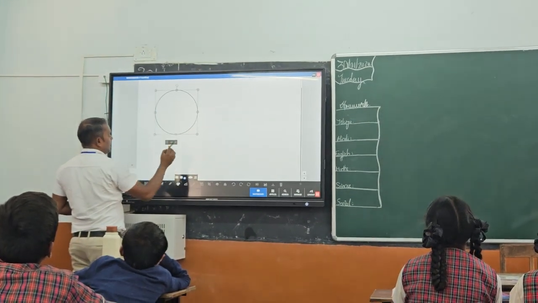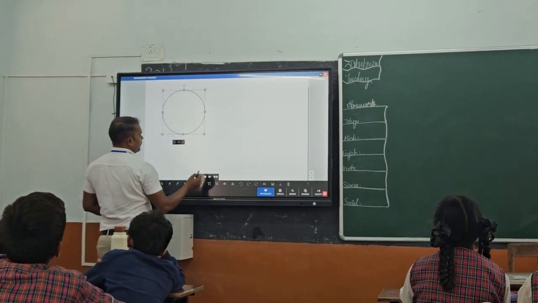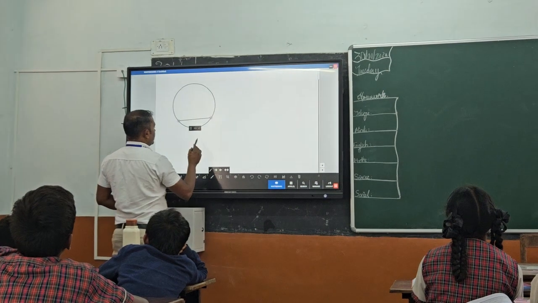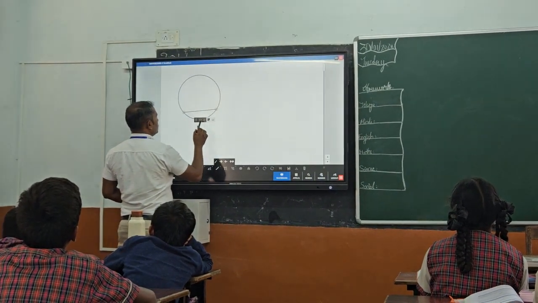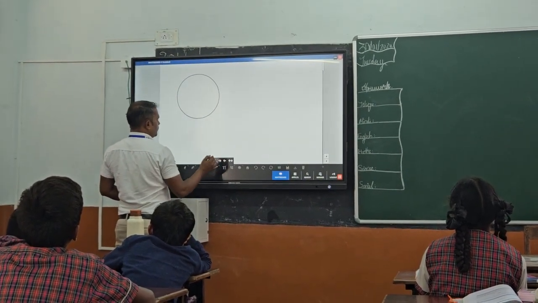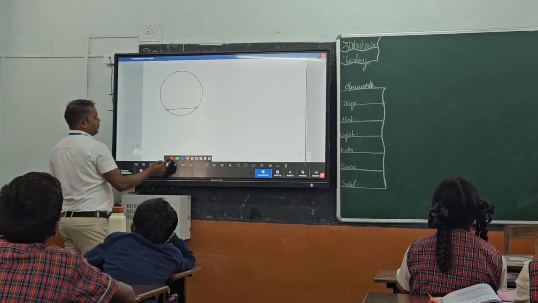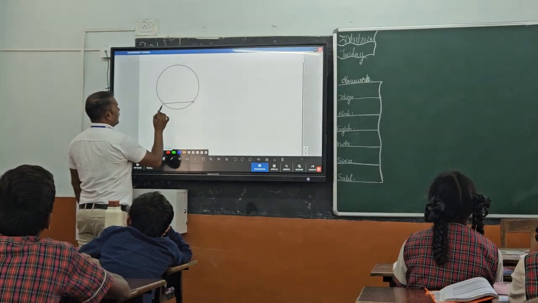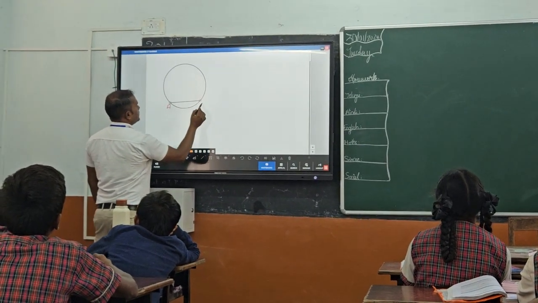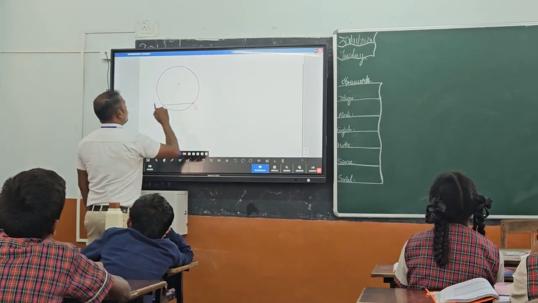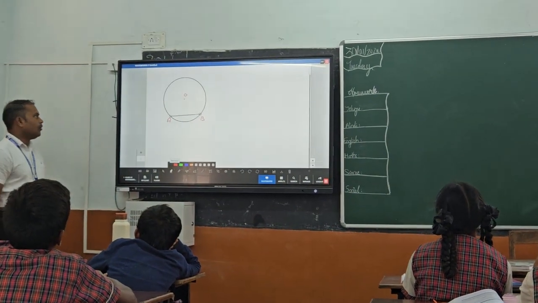Previously we only talked about the chord. Now which is the chord here? What name should be given? Suppose A-B is the chord. The center of the circle is O.